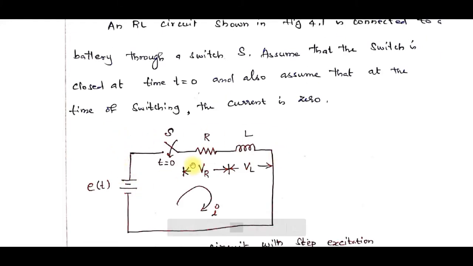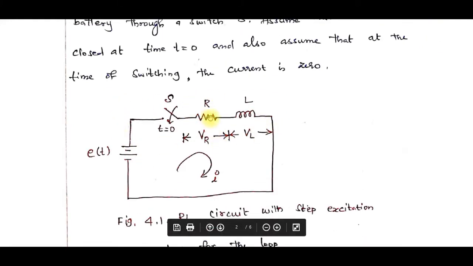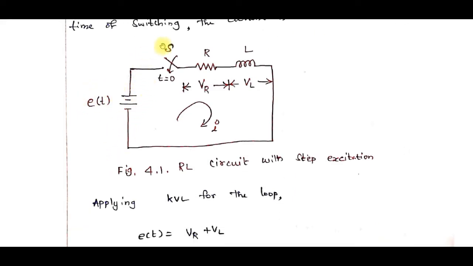Consider this RL circuit. So we are having R and L in this circuit excited by an E of t source. So E of t is a DC source. Then we have connected the switch in series with that. Assume that the current is I. It is a series circuit, so the current will be the same. So small i will be the current. Then voltage across resistance will be VR. Then the voltage across inductance will be VL.